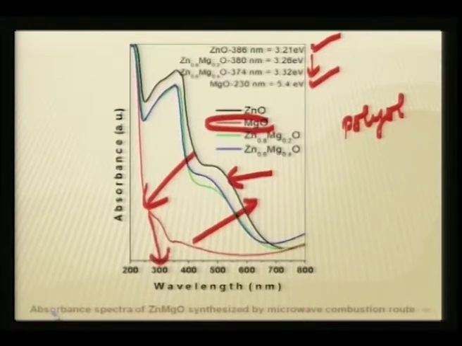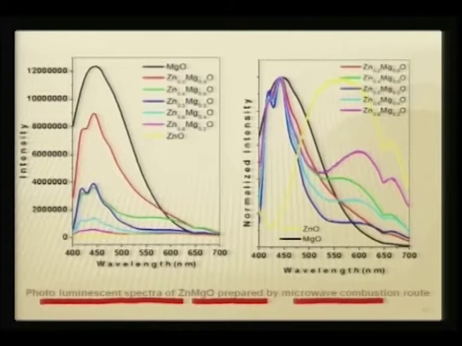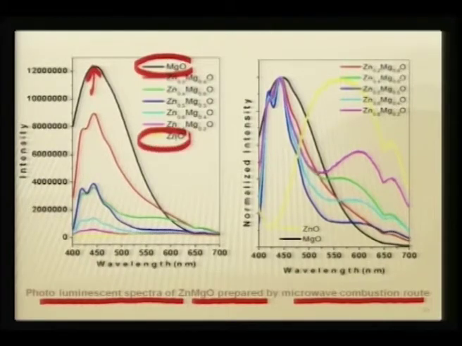Now, this is the consequence on the PL. The photoluminescence spectra of zinc oxide prepared by the microwave combustion route clearly show the following trend. What is the situation? If you take magnesium oxide, as expected, it shows the PL feature here, but once you start doping zinc, zinc oxide loses completely the band to band emission, and neither does it show the defect-free concentration.